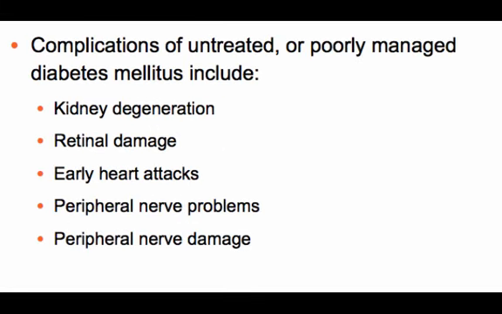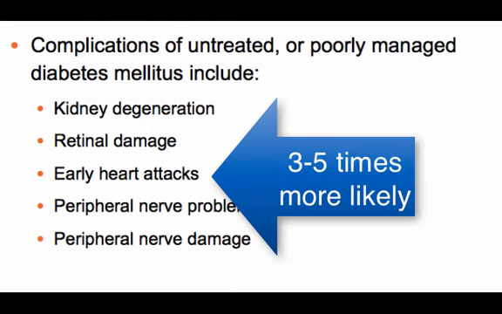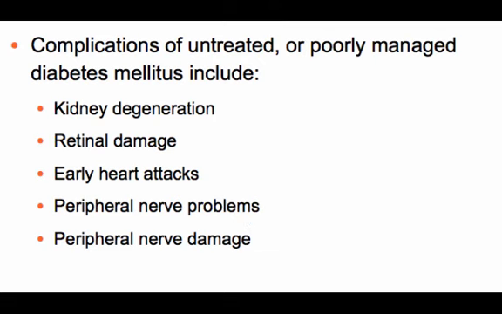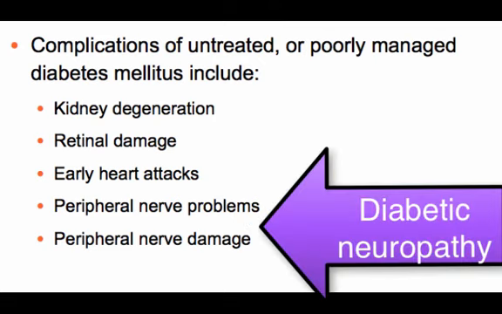There are several complications to diabetes mellitus, especially if left untreated or poorly managed. These complications include kidney degeneration, damage to the retina of the eye, early heart attacks, and peripheral nerve damage. Heart attacks are 3 to 5 times more likely in diabetic individuals than in non-diabetic people. Abnormal blood flow to neural tissue is probably responsible for a variety of neural problems with peripheral nerves. This is commonly known as diabetic neuropathy.